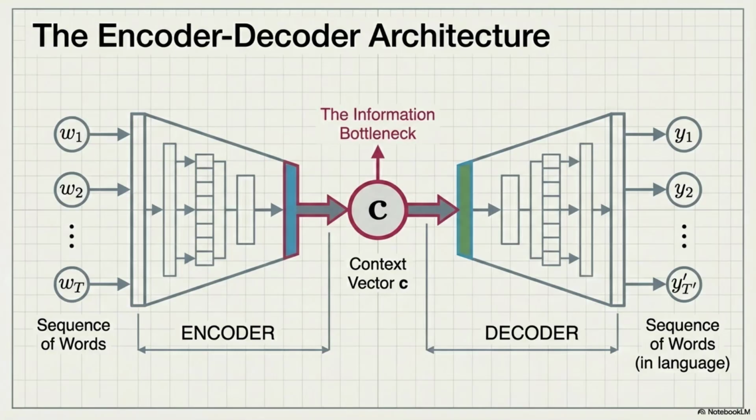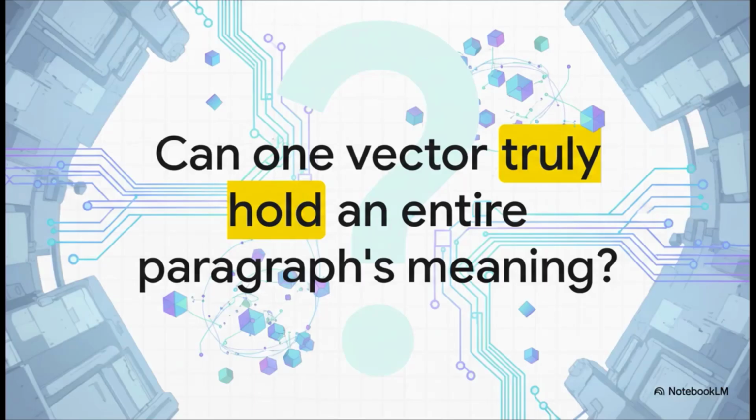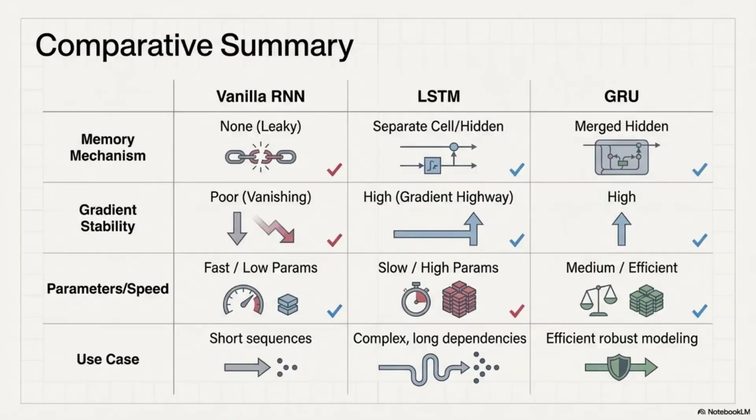But, as powerful as this is, it raises a pretty serious question. Can you really expect one single fixed-size vector to perfectly capture every single detail of a really long, complex sentence, let alone an entire paragraph? It seems like a lot to ask. This single vector becomes an information bottleneck. The longer the input, the harder it is for the encoder to cram everything in, and important details are bound to get lost. So let's pull all these threads together.